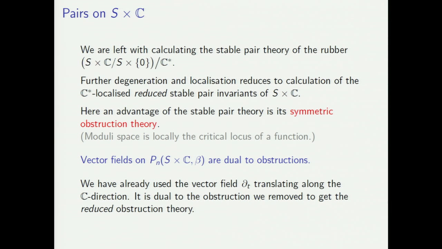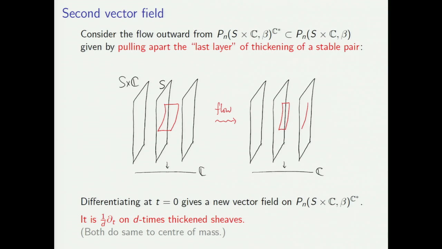There's one vector field which is translate in the C direction. And that was what was dual to the trivial piece of the obstruction theory that we removed to get to the reduced obstruction theory. But we're going to use it on another vector field, and it's a bit strange, but this is what it is. You imagine a stable pair on S times C, supported on the central fiber, but that's sticking out. It's scheme theoretically sticking out.